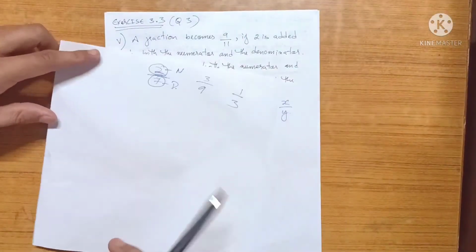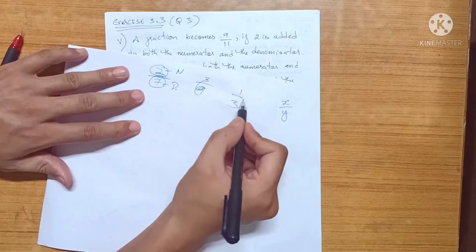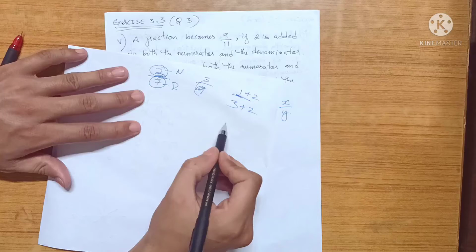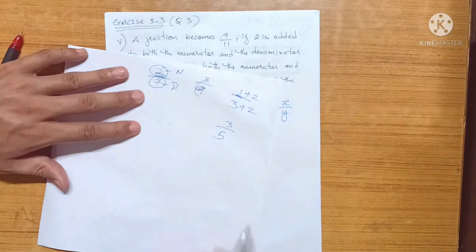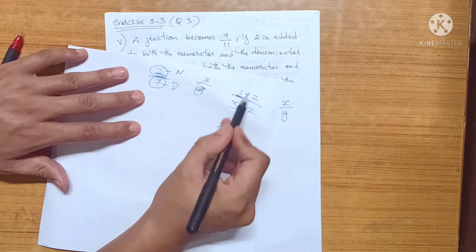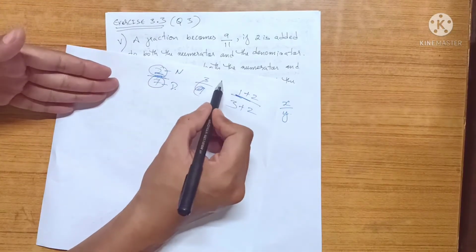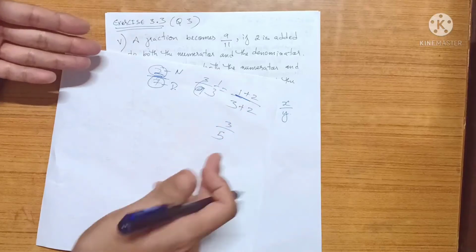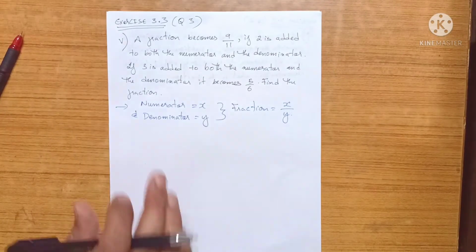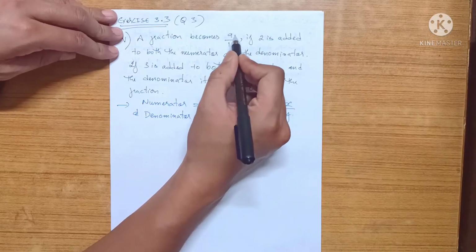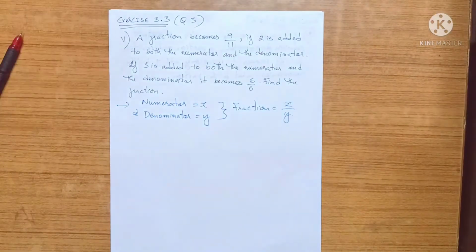It literally means, if it was 1 by 3 and 2 is added to both the numerator and denominator, the fraction becomes 3 by 5, right? The original fraction was 1 by 3, and it becomes 3 by 5. So here there's a fraction we don't know, and when we add 2 to both the numerator and denominator, it becomes 9 by 11.